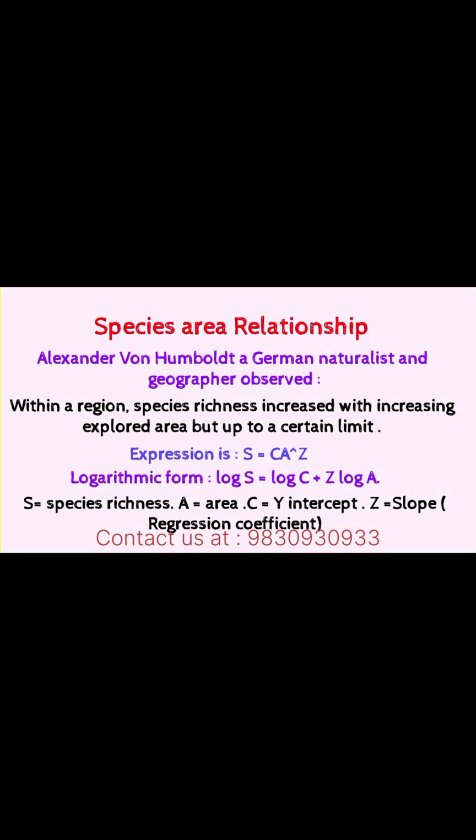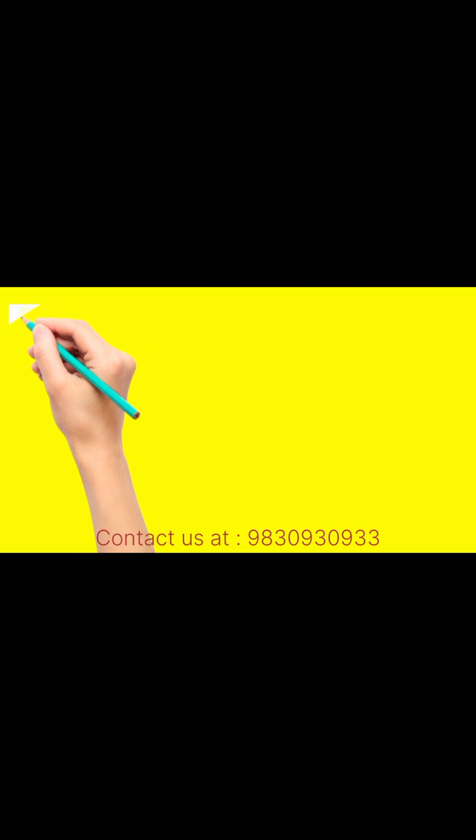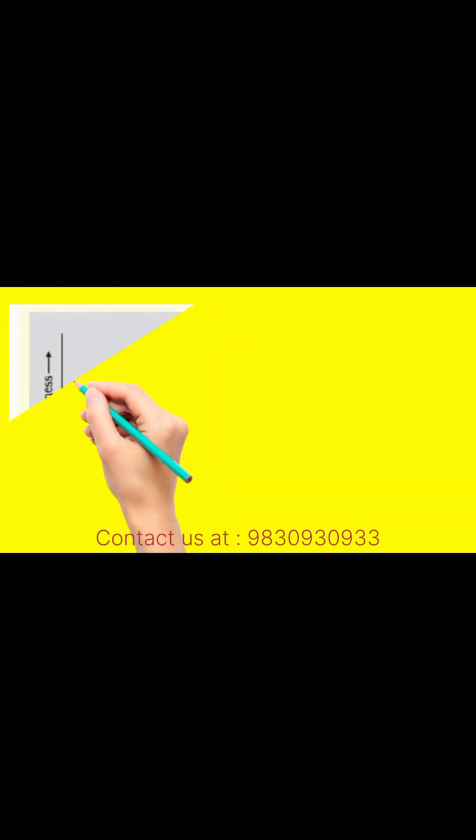S represents species richness, A is area, C represents the y-intercept and Z is the slope or regression coefficient. We can plot them and we get a rectangular hyperbola if we plot the normal expression and a straight line if we plot the logarithmic expression.